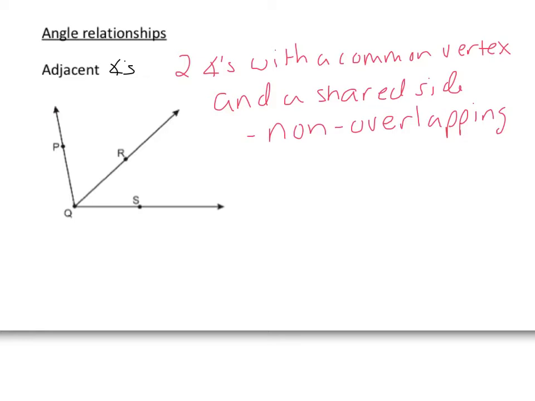So in this particular case, the two angles we're talking about are angle 1 and angle 2. They share the ray or side QR. And they share also the vertex Q. So these are considered adjacent angles.